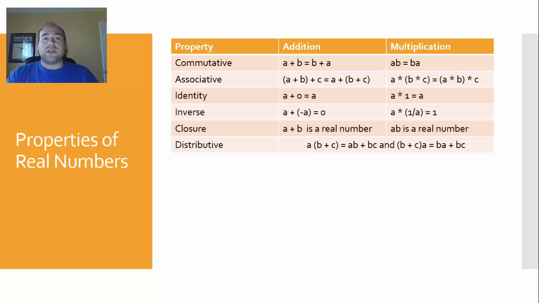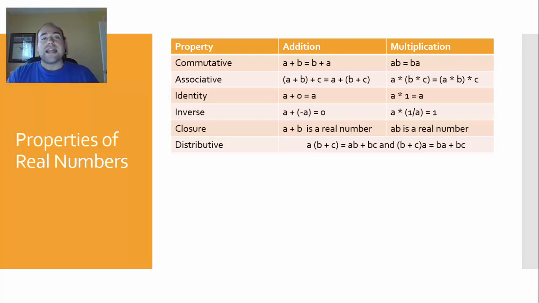So the first row is the commutative property. You may have heard this mentioned as the order property. And all this means is if you add 2 numbers or you multiply 2 numbers, the order that you do the addition or multiplication doesn't affect your answer. 2 times 3 is the same thing as 3 times 2. 1 plus 5 is the same thing as 5 plus 1.